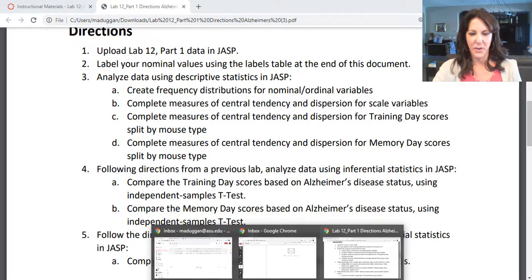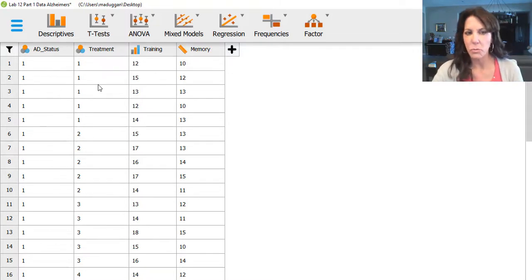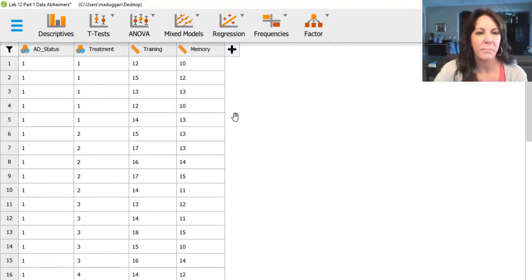All right, so hopefully you've uploaded Lab 12 data into JASP, and let's go through and follow all the directions. So I'm going to pull up my JASP here. So here are the data, and the first thing we always have to do is make sure that our variables are classified correctly. The Alzheimer's disease status is nominal, that is correct. But the treatment is nominal. There's no order to the treatment. JASP just thought it was an ordinal variable, but it's not. And then the training day and the memory day are both scale variables. They are on a ratio scale of measurement.